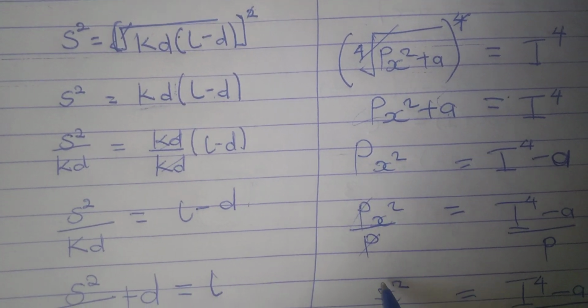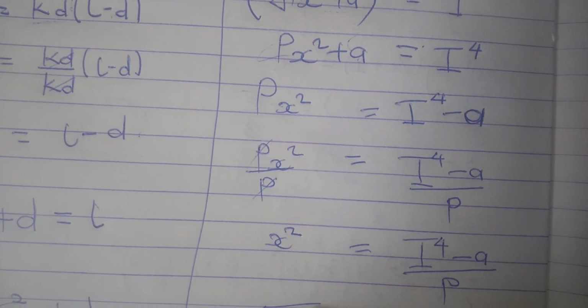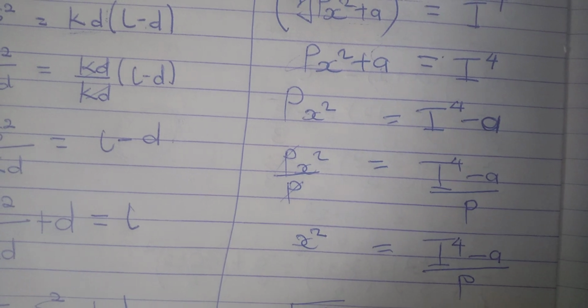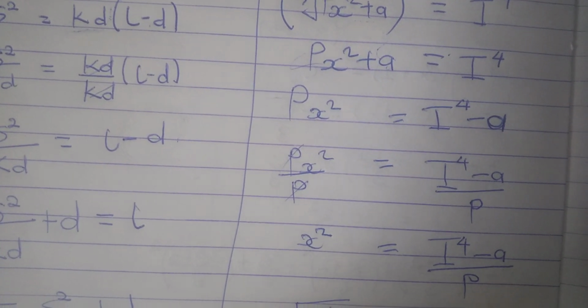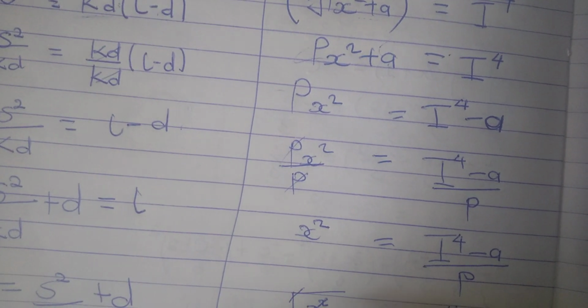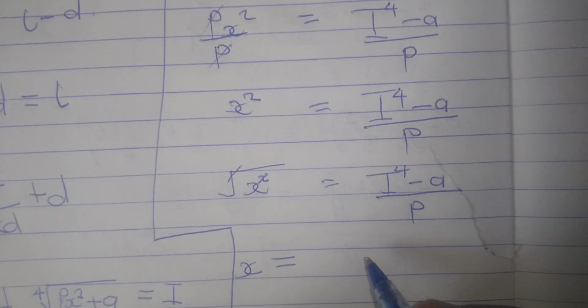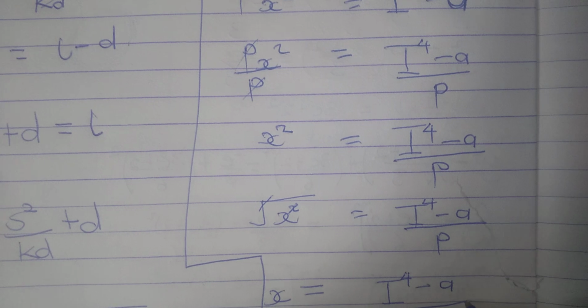So making x the subject, we have to take the square root on both sides. We take the square root so that we eliminate the squared. The only way of removing that squared from x is by taking a square root on both sides, so that the square will cancel out with the square root. So we ideally make x the subject of the formula. So our x will equal the square root of I raised to power 4 minus a over p.